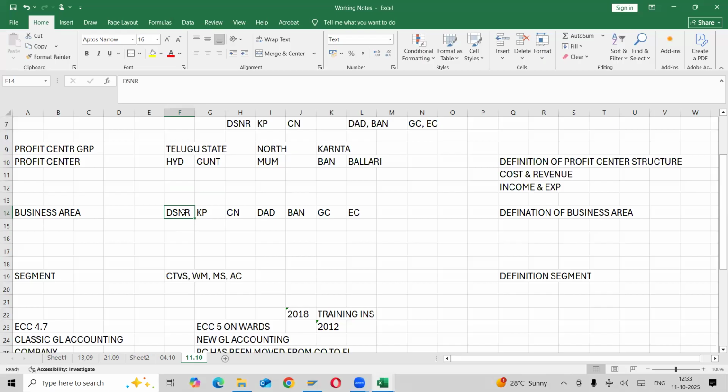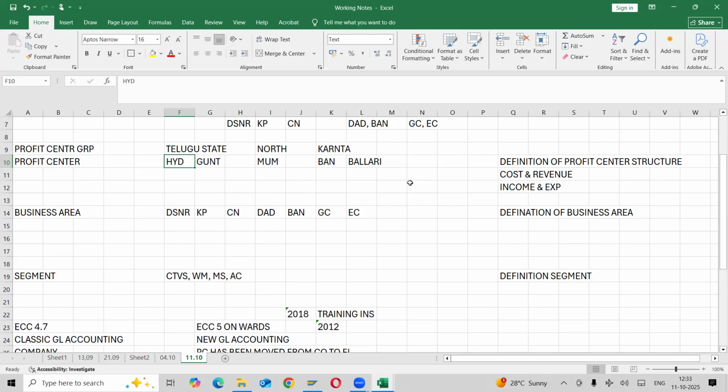Clear? You are going to propose. I want to use whatever he has said that I am having in two Telugu states: Hyderabad and Guntur. In the North I'm having Mumbai, and in Karnataka I'm having Bangalore and Bellary. So you will explain their previous structure, for example, they are using Tally. Now you will check and propose your SAP structure.